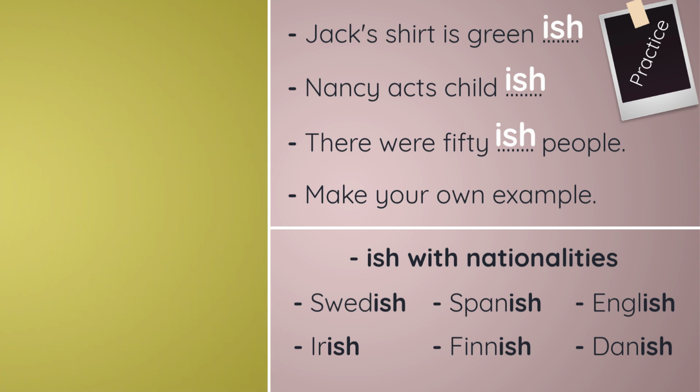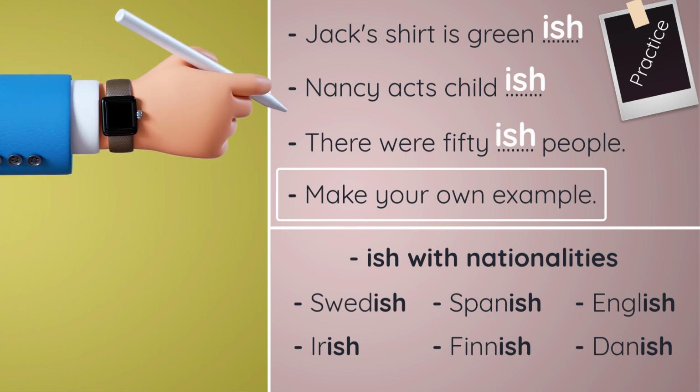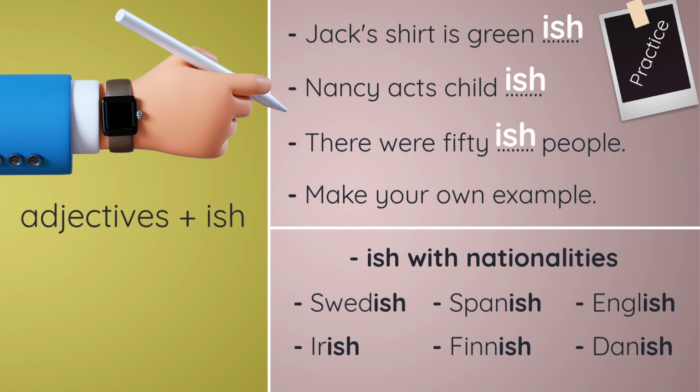And now I want you to make your own example. You can share it in the comments of this video. Remember, we use ish in this way with adjectives. And an adjective is a describing word, like big, small, large, old, young. These are all examples of describing words or adjectives.